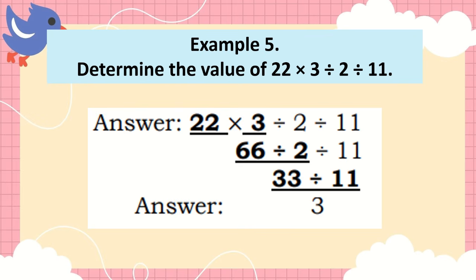Example number 5. Determine the value of 22 times 3 divided by 2 divided by 11. Answer. 22 times 3 divided by 2 divided by 11. 22 times 3 equals 66, divided by 2 divided by 11. 66 divided by 2 equals 33, divided by 11. So the correct answer is 3.